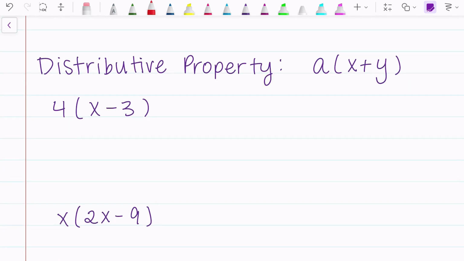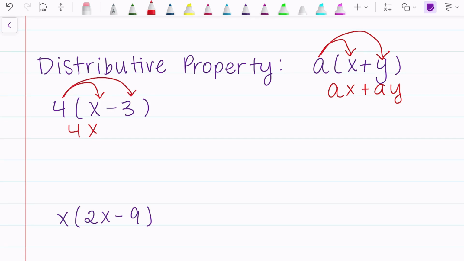All right, distributive property often leads to combining like terms. Not always, but sometimes. When we use the distributive property, we just multiply the outside by what's on the inside. So a times x would just be ax, and a times y would be ay. So if I'm going to distribute this 4, I would do 4 times x. That gives me 4x, and 4 times negative 3 would give me negative 12. And since it's negative 12, I write minus 12. There's nothing to combine. Those aren't like terms.